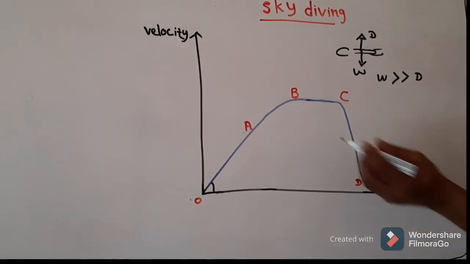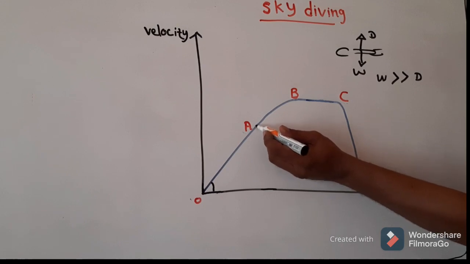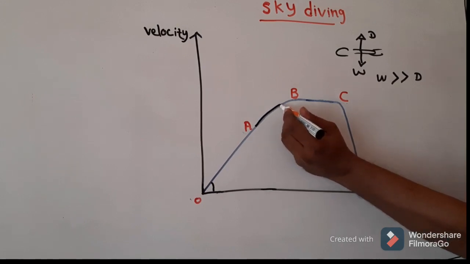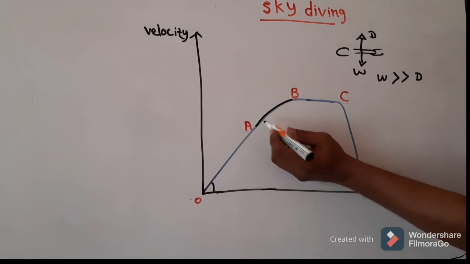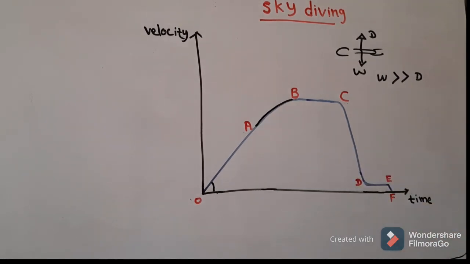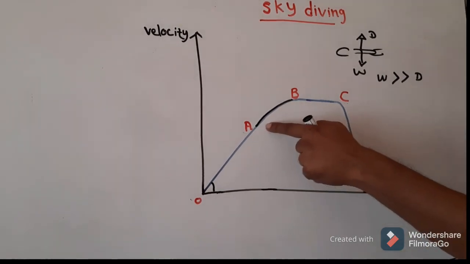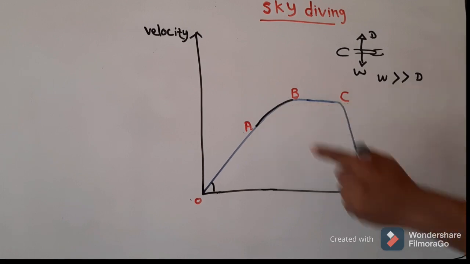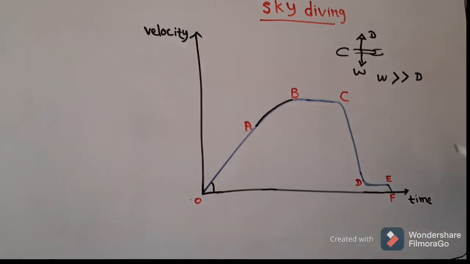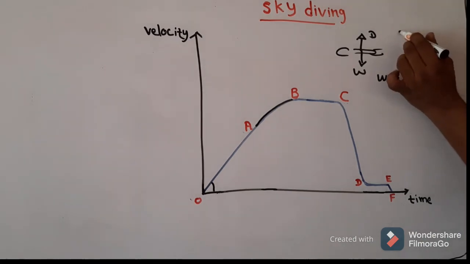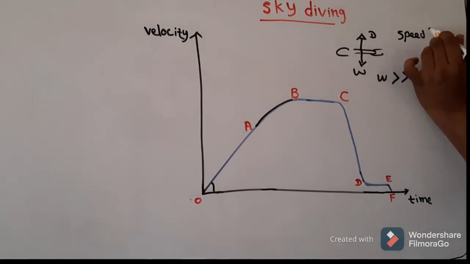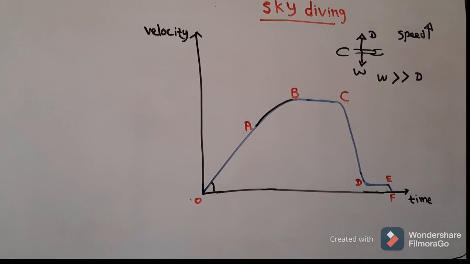But then look at this shape. From A to B, the graph becomes curving. That means acceleration decreases with time. So why does this happen? As the skydiver falls, his speed gradually increases. As the speed increases, drag also increases. Air resistance also increases.